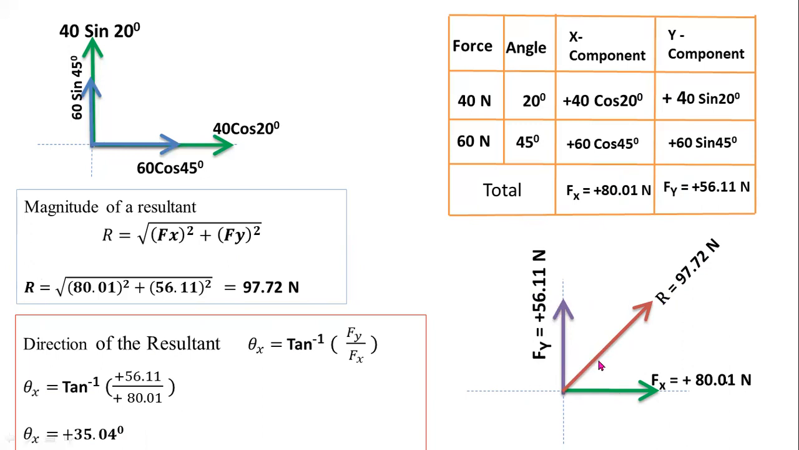Now theta x is the direction of the resultant. So here the resultant makes an angle of 35.04 degrees with respect to the x-axis. So this is our required resultant force, and this one is the direction of the resultant force. This is the final answer.